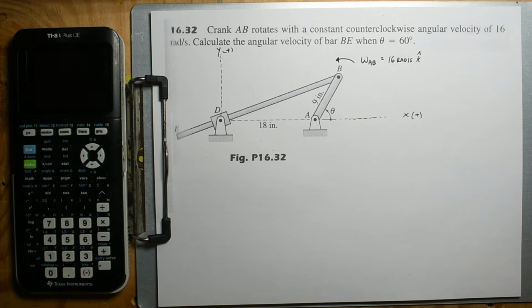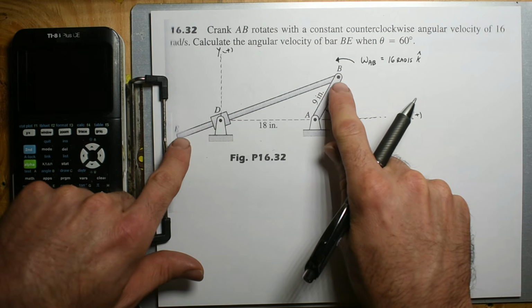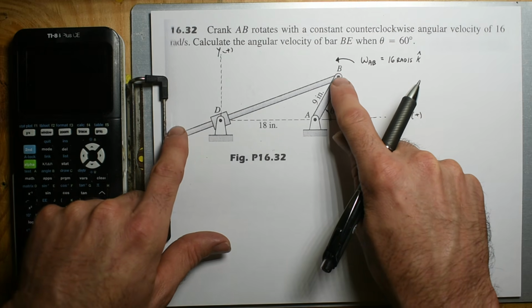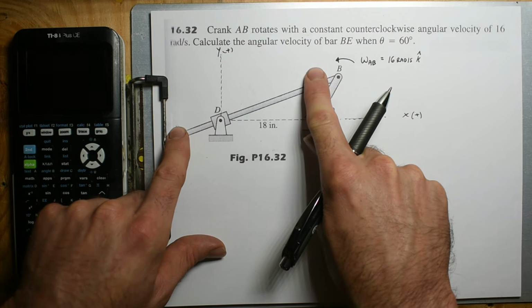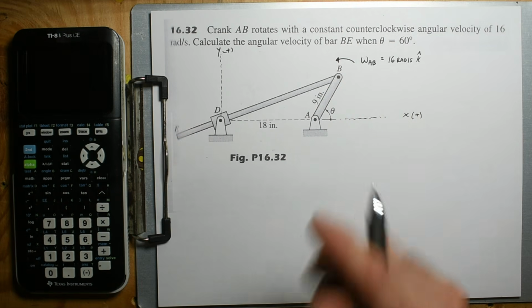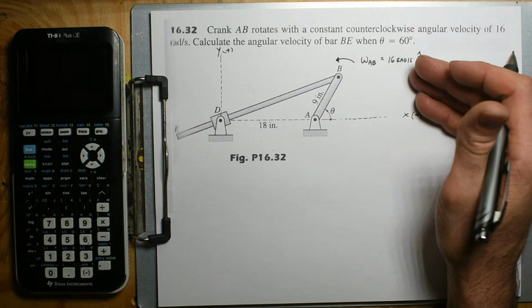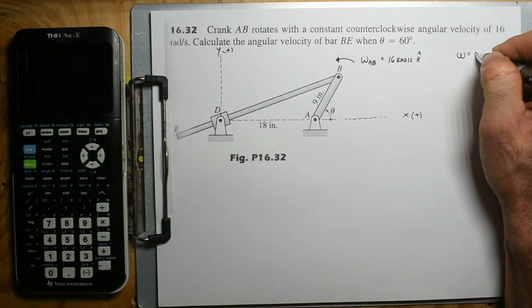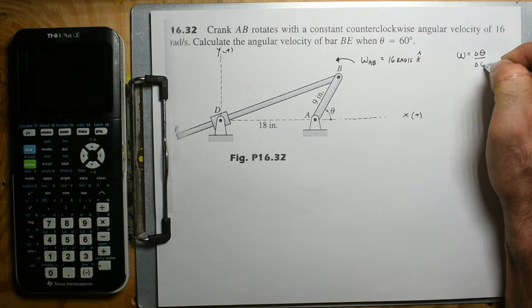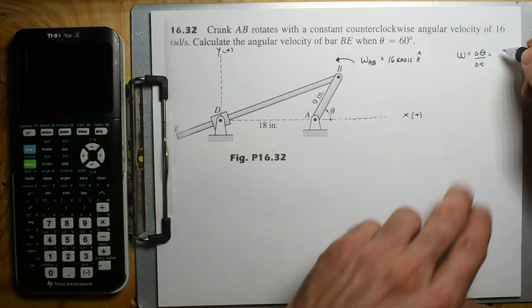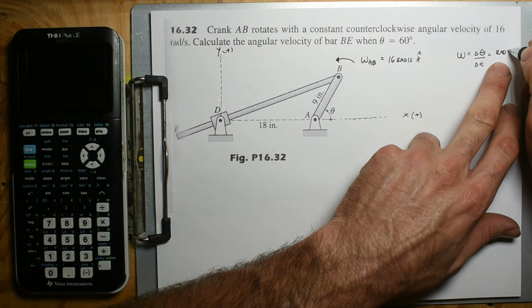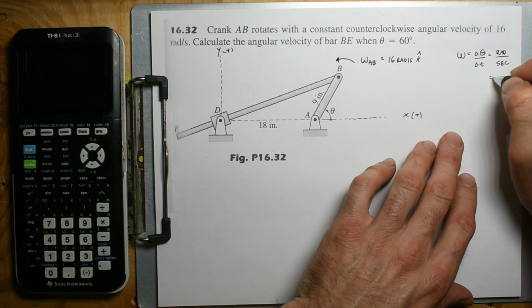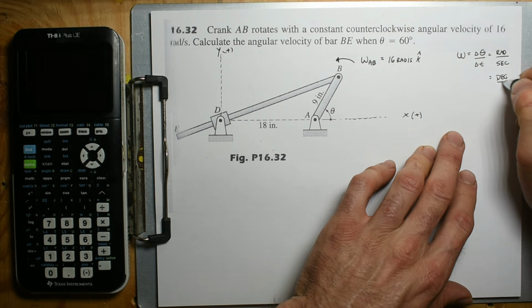So what we have is this bar BE. If this rotates up like that, then omega is a change in angle over change in time. The units on this are radians per second, and I would even write this as degrees per second.